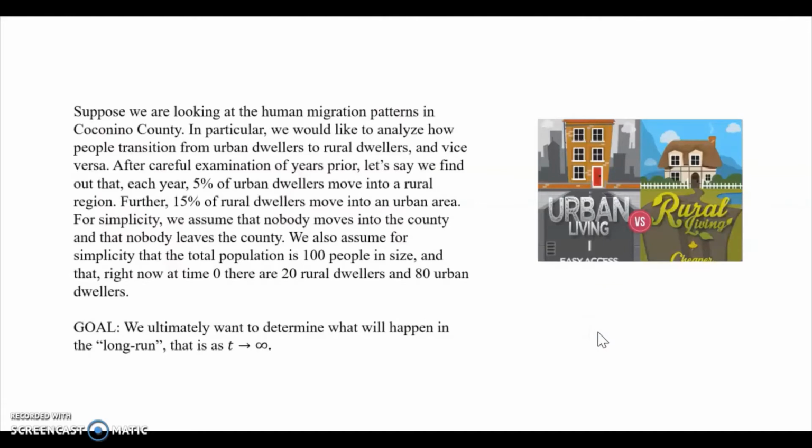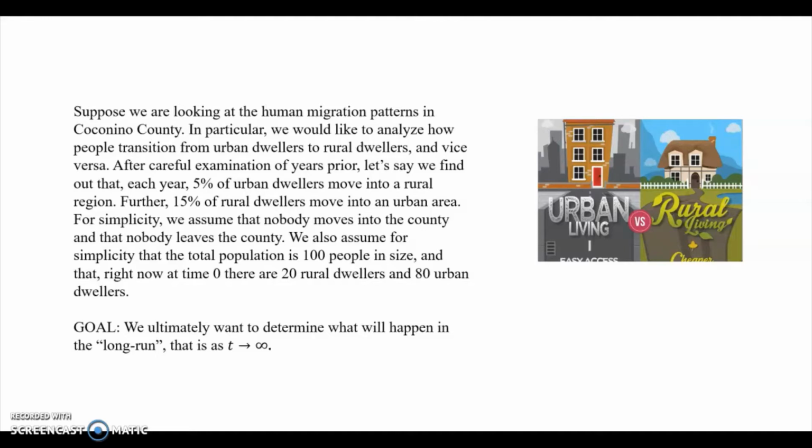So let's take a look at an example and start to work around this and address what we might want to do with these dynamical systems. So here we have an example of one where people are going to move between one of two states. So we're going to assume there are two states here, and those states are urban living and rural living.